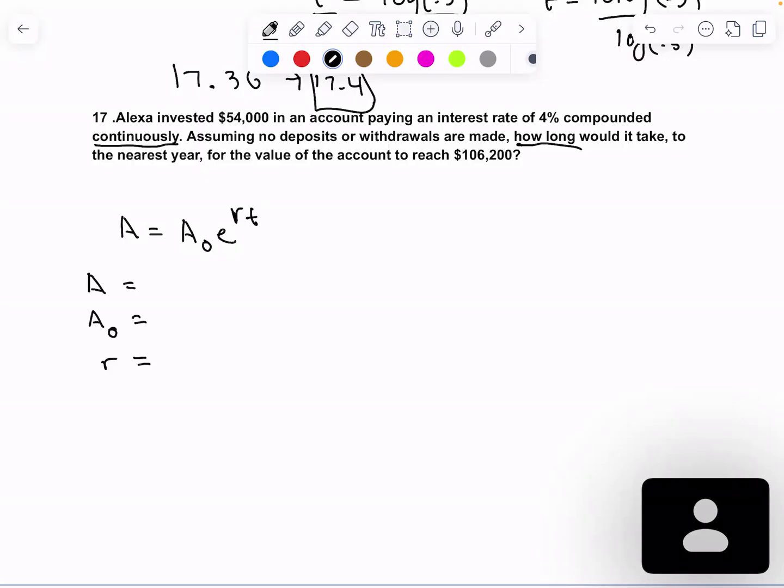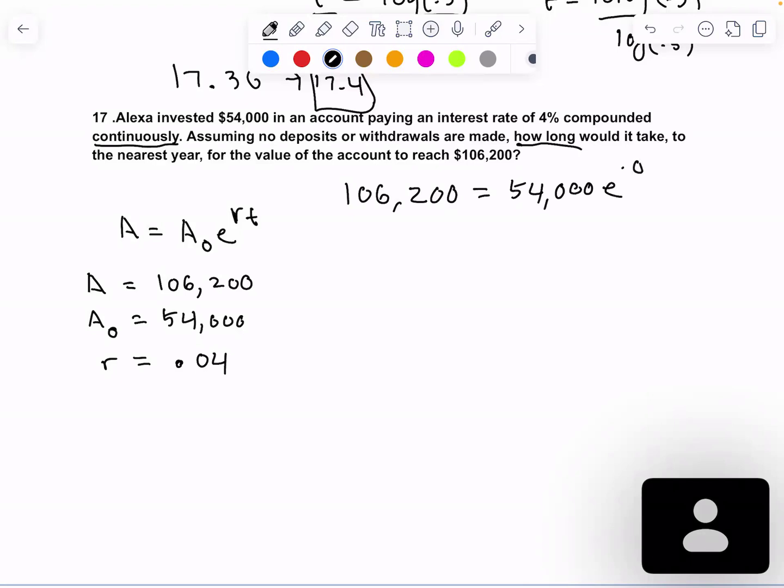A is the future value. So we initially invested 54,000. That's how much we initially invested. And it's asking how long for that money to grow to 106,200 if the interest rate was 4%, which when I divide by 100 is 0.04. Now I plug in my values, 106,200 equals 54,000 times e to the 0.04t.